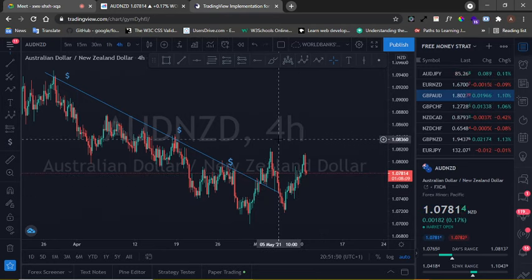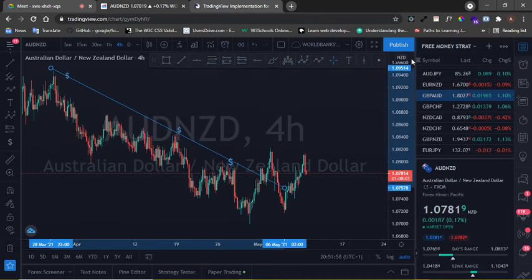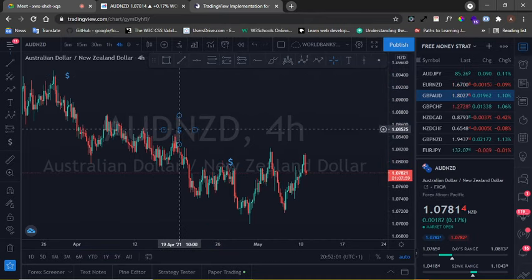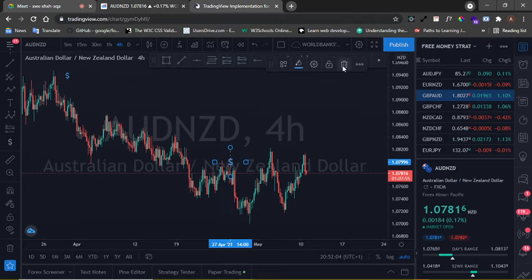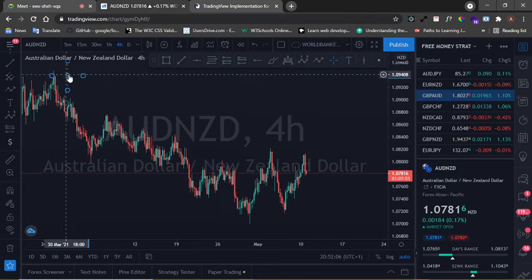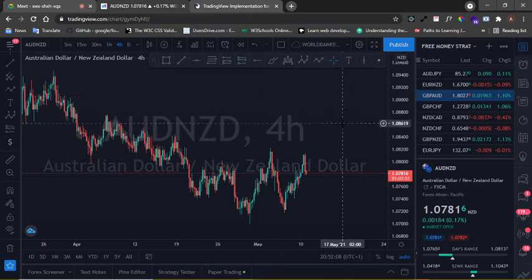Now, how do we combine liquidity with pending orders and with order blocks? Like I said, I don't use trend lines. Let's first delete this trend line. Let's delete everything. So I just gave an example of how liquidity works, and you can see it's live.